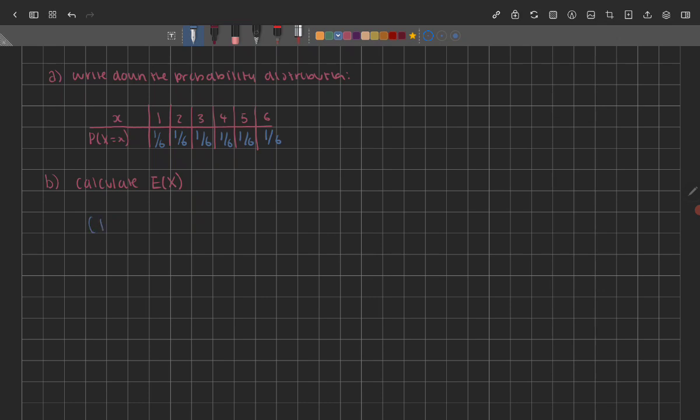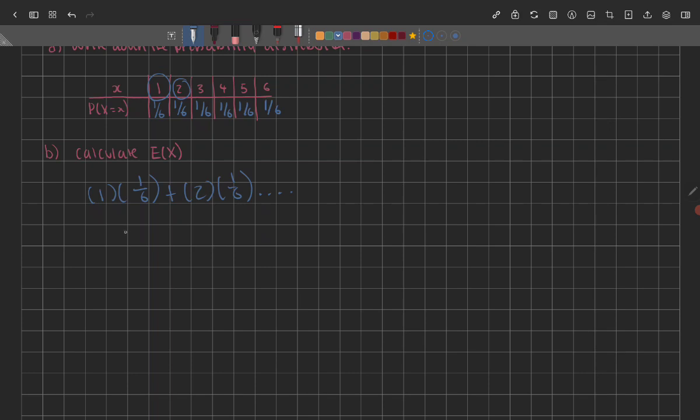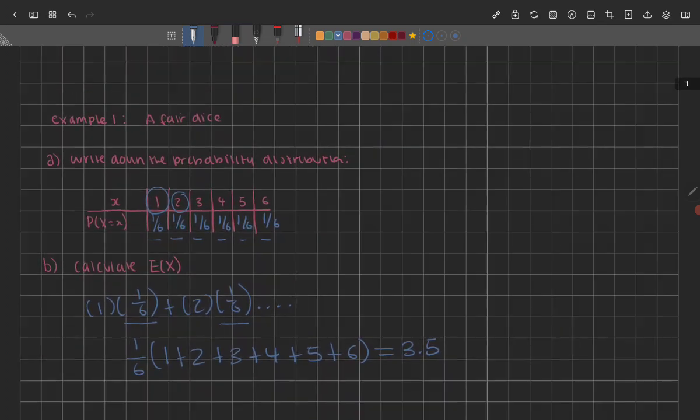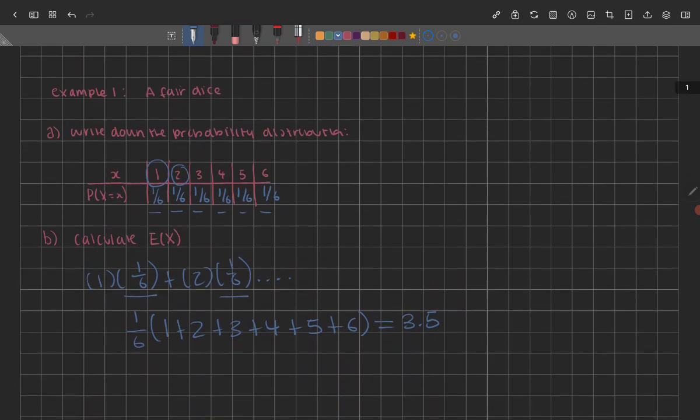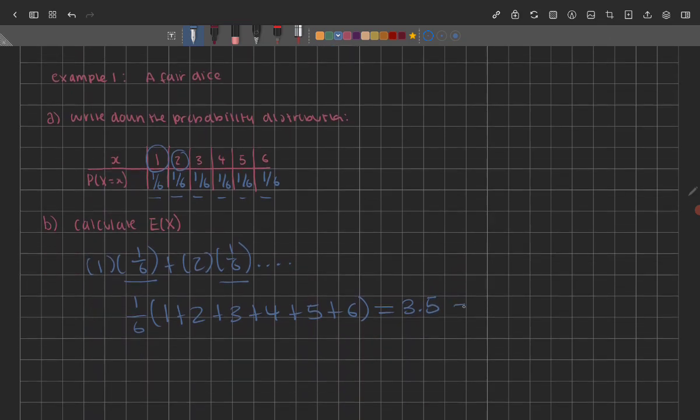We do x times the probability of x for this event right here, and then for this event right here, we do x times the probability of x, and so on. One way to simplify this, when you have all probabilities being the same, you can just factor out that 1/6. So we can have 1/6 times (1 add 2 add 3 add 4 add 5 add 6), which is equal to 3.5. These are the basic steps for working out an expected probability, where the notation is E(X).